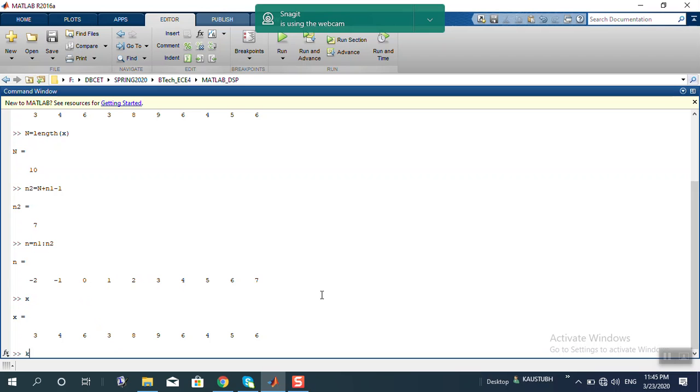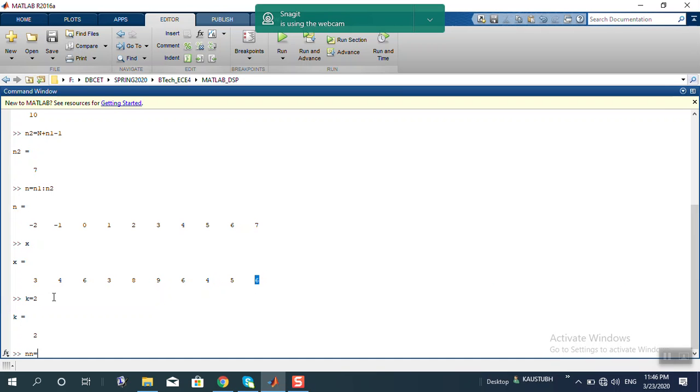Now suppose my k is equal to 2. If k is equal to 2, what will be my new time scale? As you can see, compression means in between these samples, this 4 will be rejected, this 3 will be rejected, 9 will be rejected, 4 will be rejected, this 6 will be rejected.